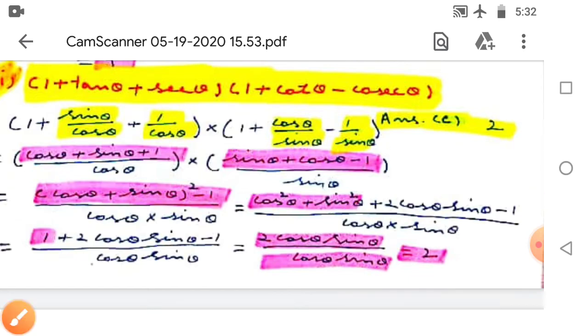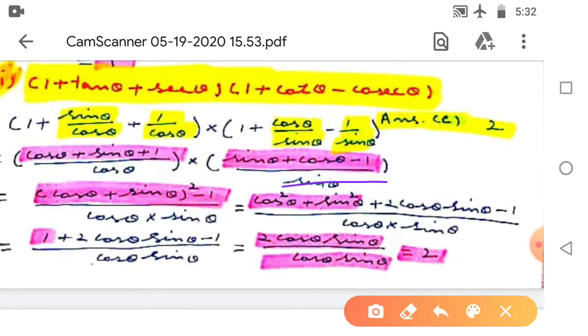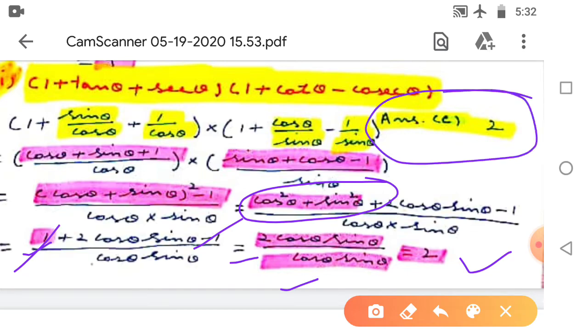But now look at this, this is cos square theta plus sin square theta, and cos square theta plus sin square theta is 1. So we write 1 here. So this 1 gets cancelled with minus 1, and we are left with 2 cos theta sin theta upon sin theta cos theta, which is 2. Clear? So the value is 2, and your answer is C part, that is 2.